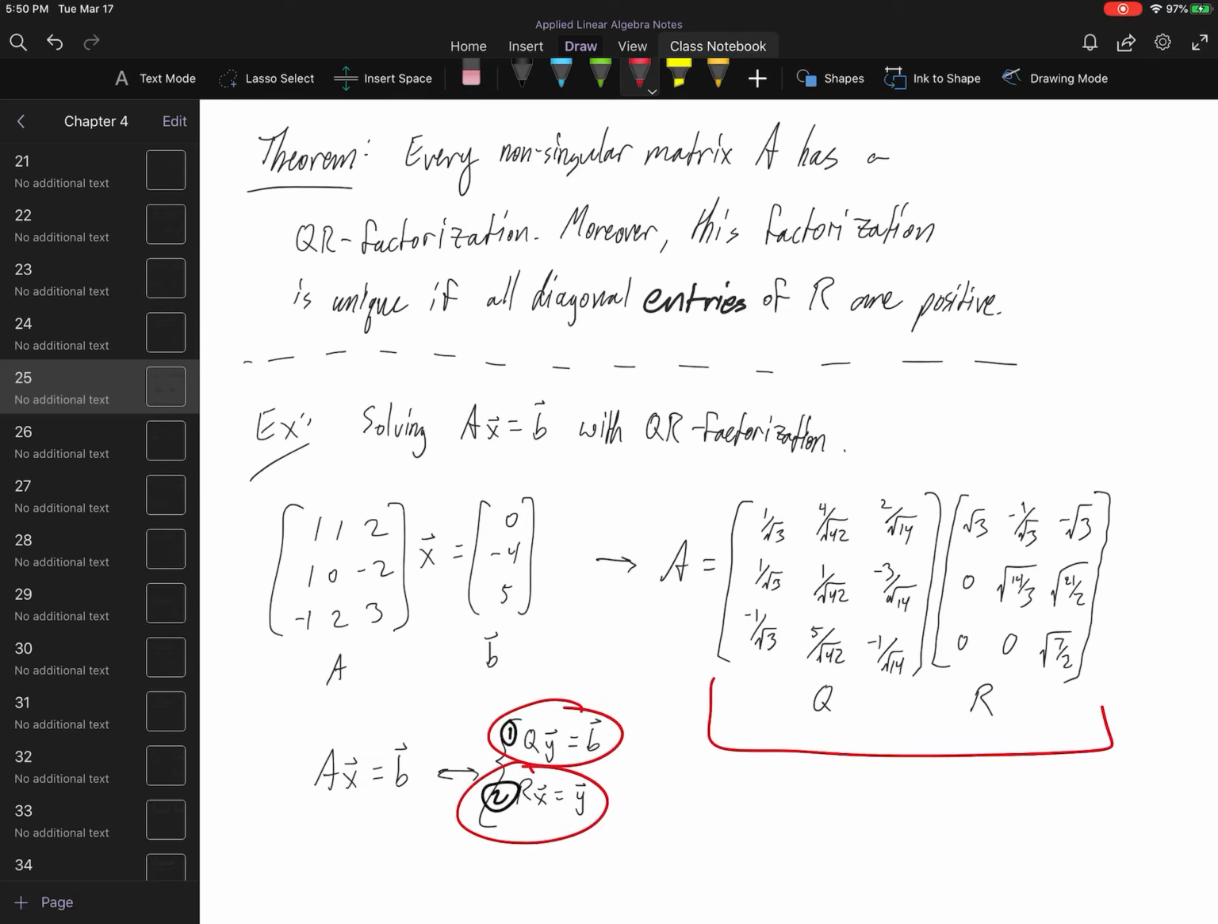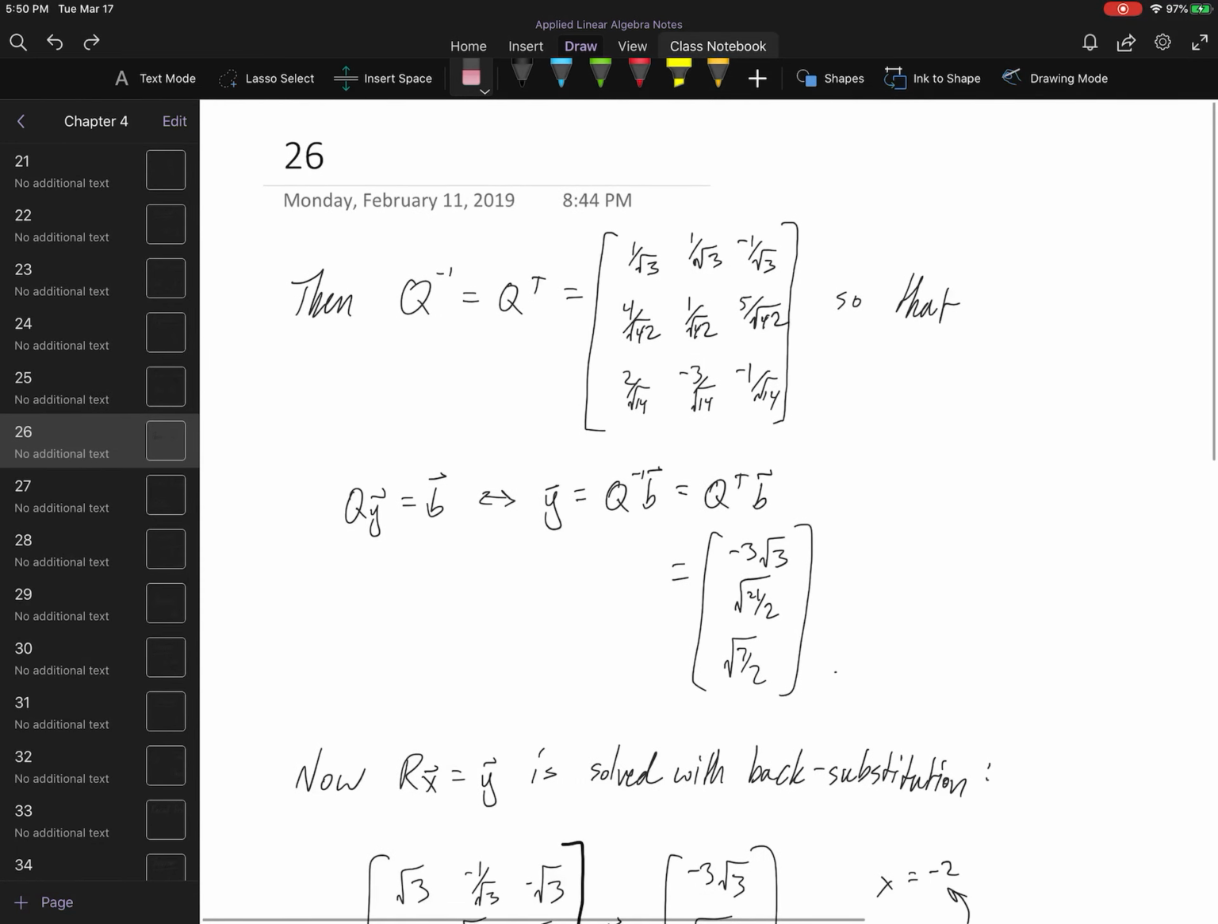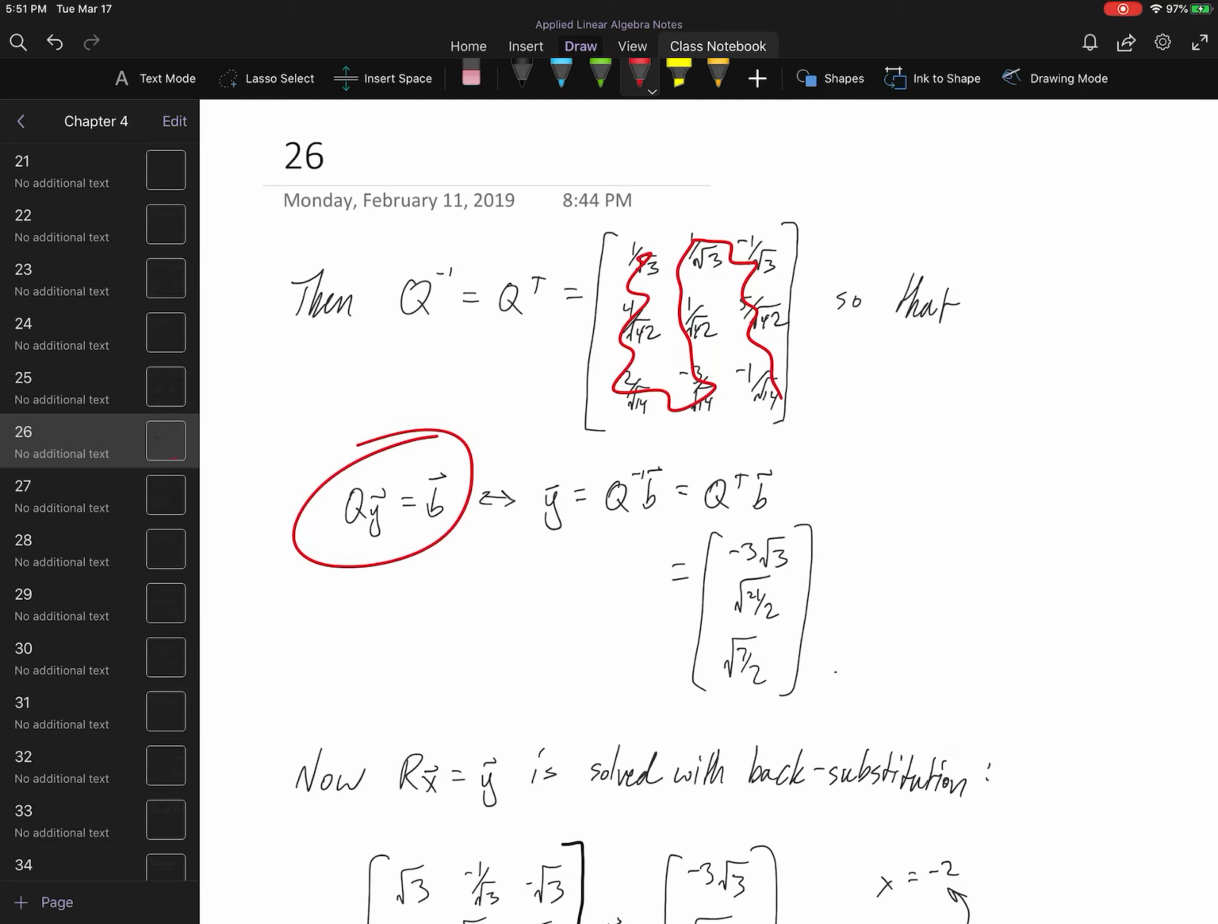We're going to break this up into solving QY equals B first, and then following it up with an upper triangular RX equals Y system. And that will get us to the solution that we're looking for. But remember, in general, this QY equals B system is dense. All throughout here, there's not a single zero entry. So this is, in general, going to be a very dense computation for us to have to undertake.